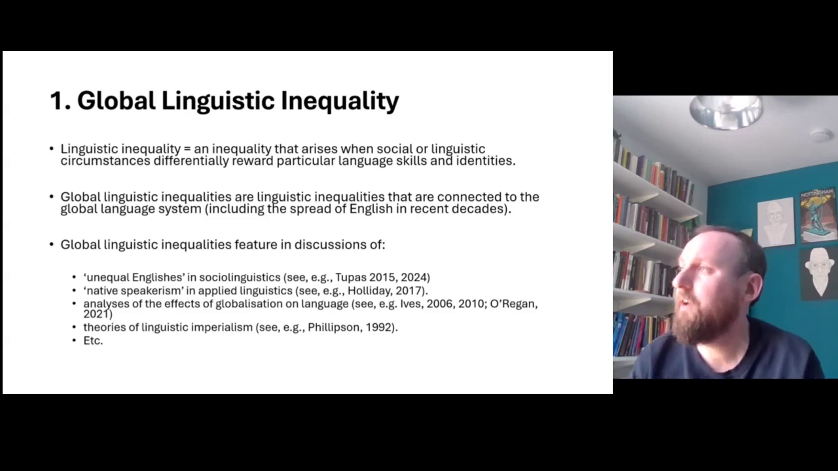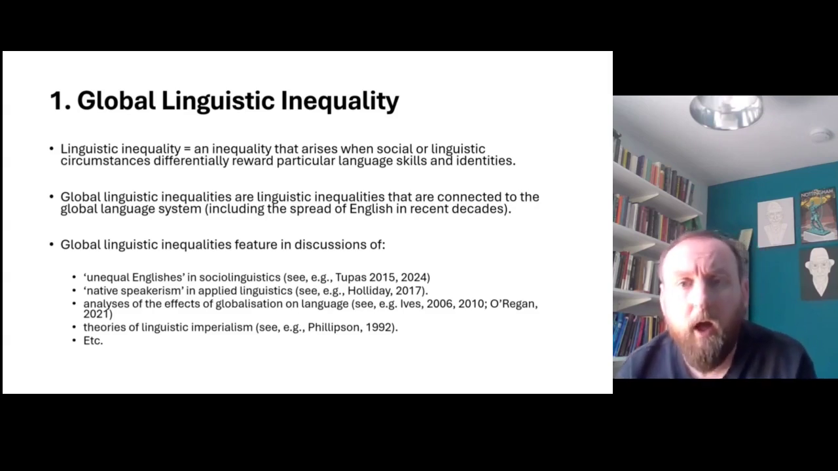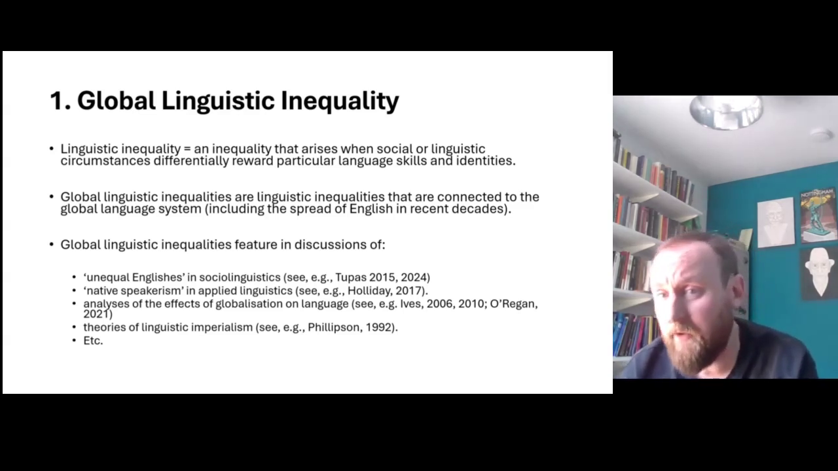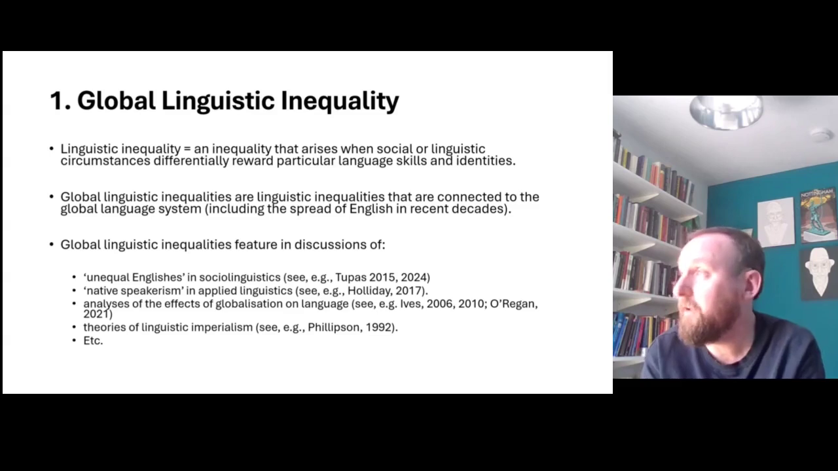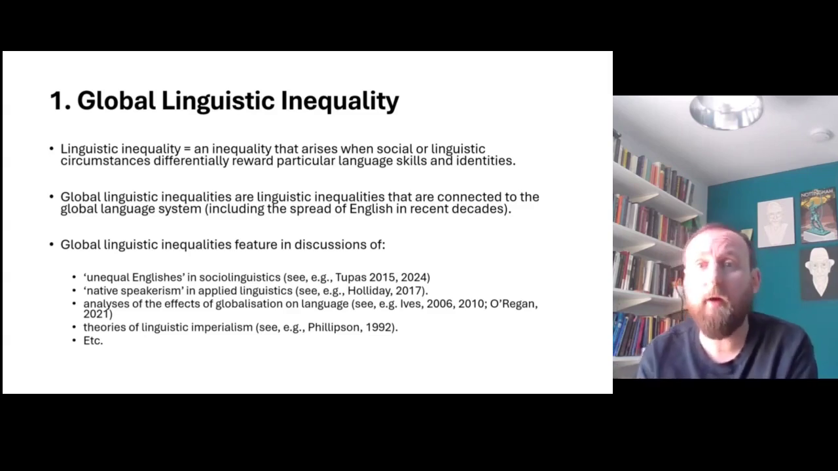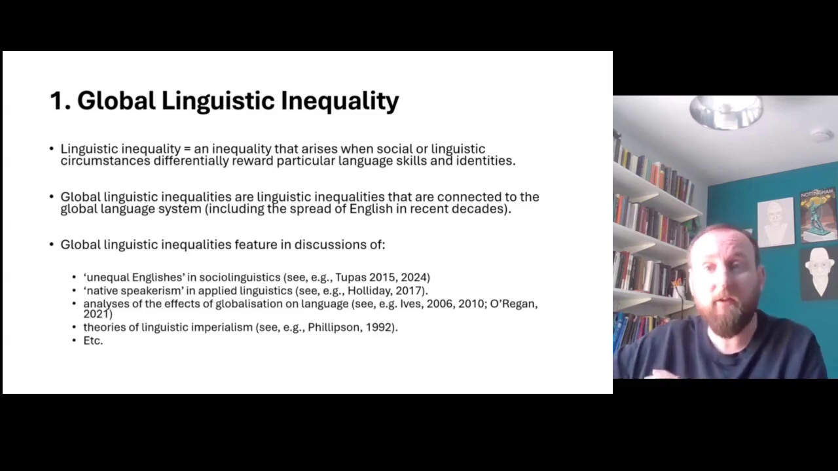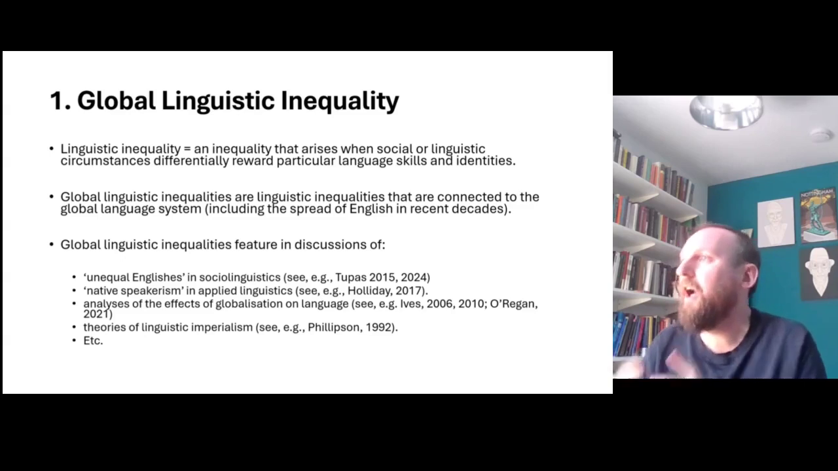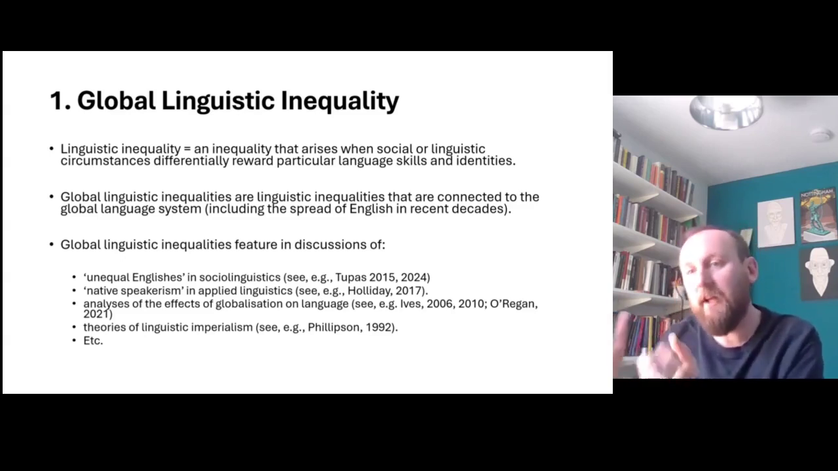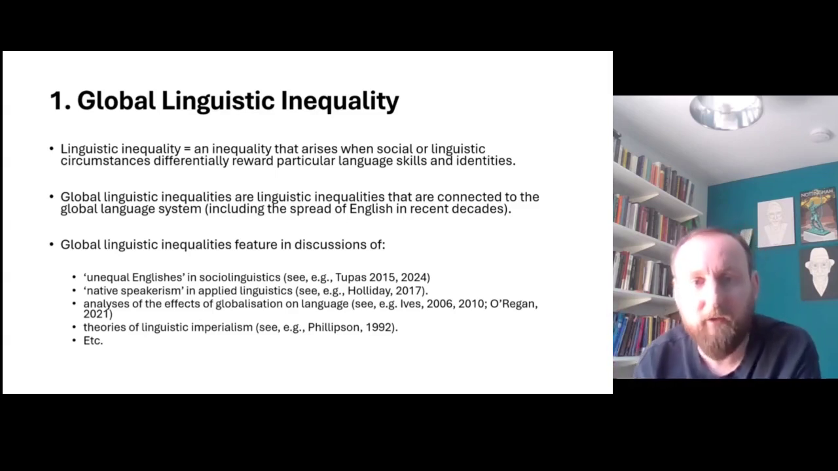Global linguistic inequalities are this special kind of linguistic inequality for which the explanation of the inequality has something to do with the global language system. And in particular, we're focusing on the spread of English as part of that global language system. Importantly, for an inequality to be a global linguistic inequality, one of the ones that we're interested in, it doesn't necessarily have to be the case that people are situated in different countries or different states. You might have a global linguistic inequality amongst people who inhabit the same neighborhood, the same country, as long as the inequality between them is explained, at least in part, by the global language system.